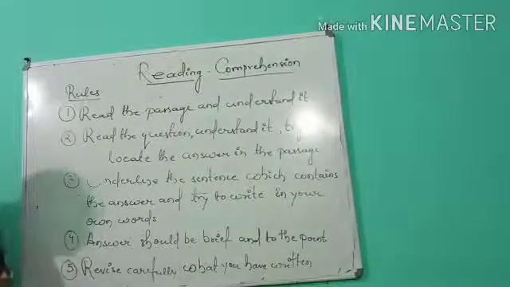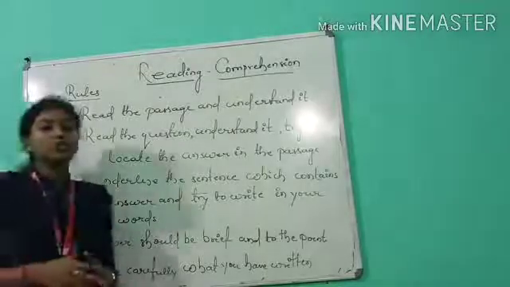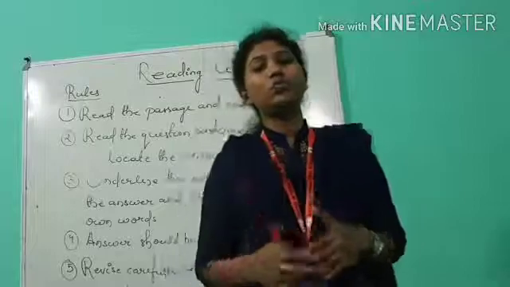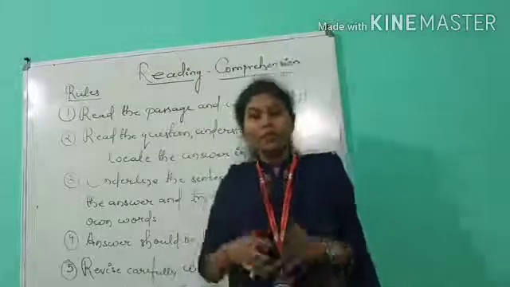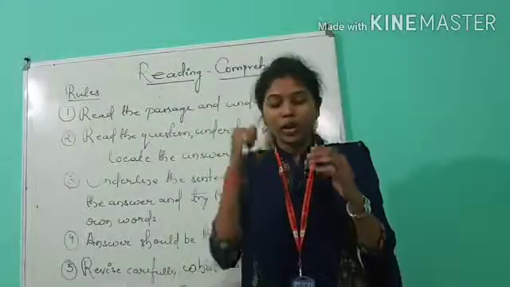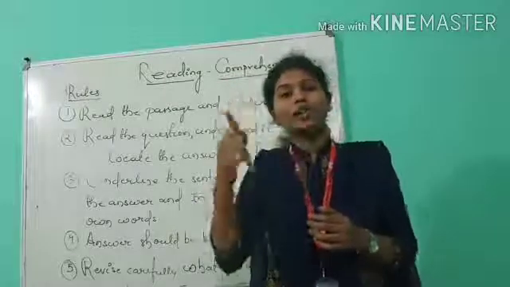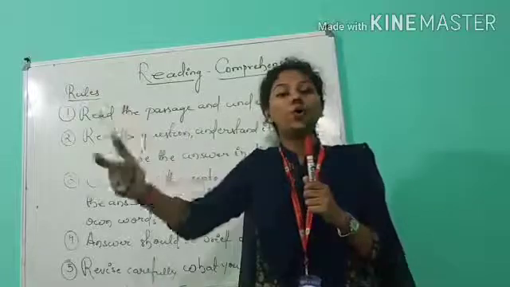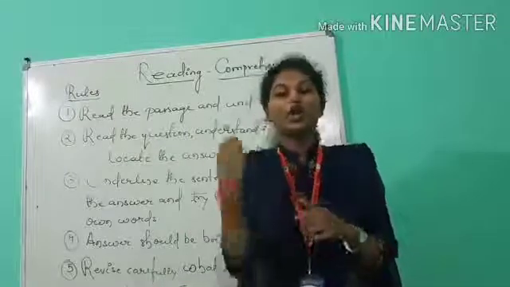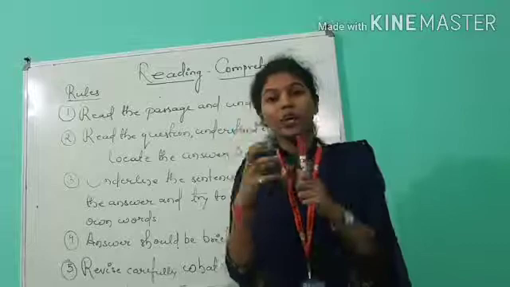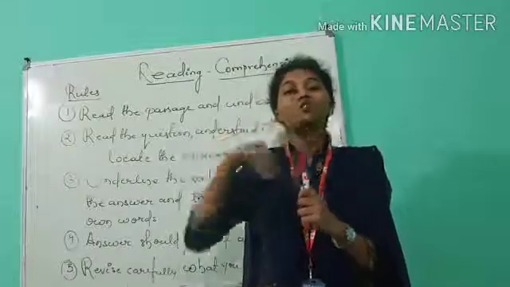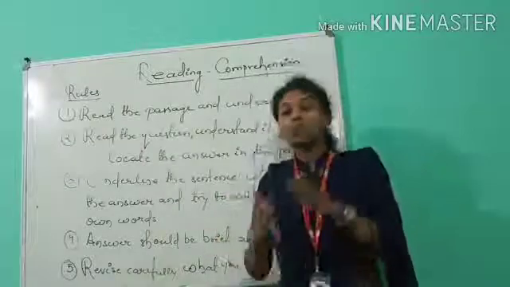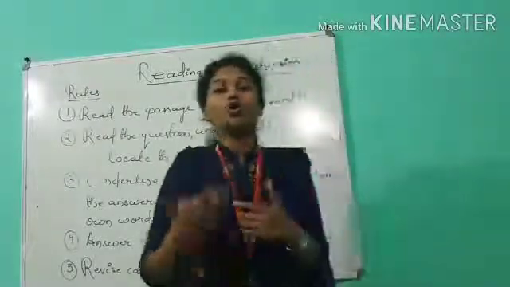Now, the fourth one: the answer should be brief and to the point. There are some students, not even just students, even grown-ups, who commit a lot of mistakes. They start with a topic, for example a marker, and end up with the human being. There is no connection between the human being and the marker. So if you are talking about a marker, be brief, keep your answer in and around the marker rather than moving to some other topic. Be brief and to the point about what the question is asking.